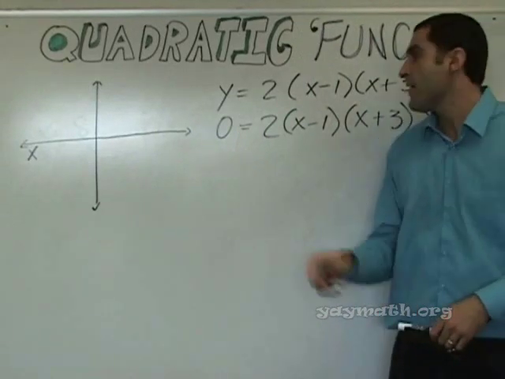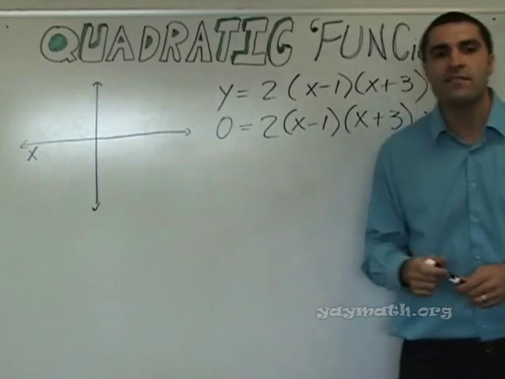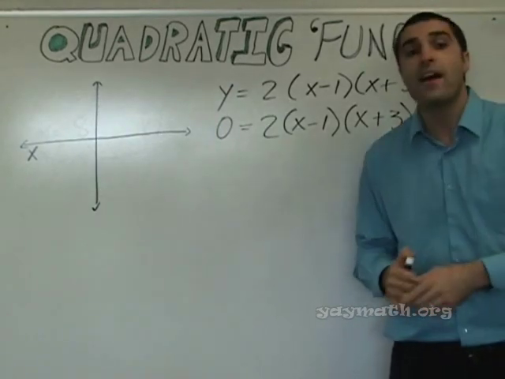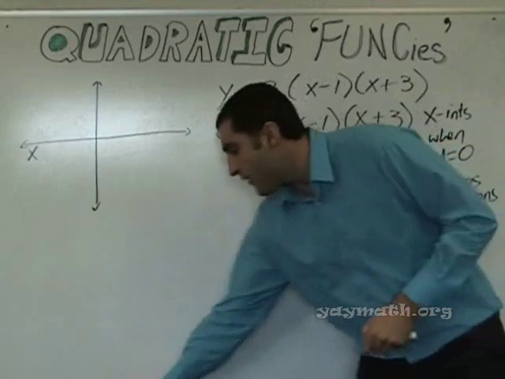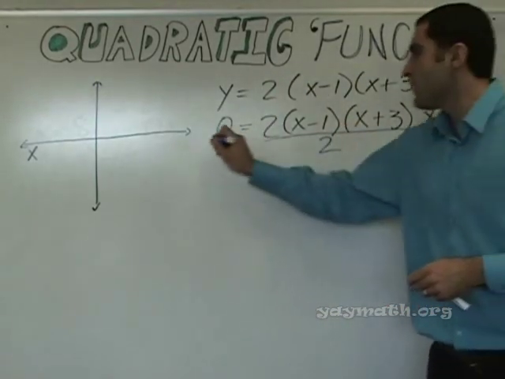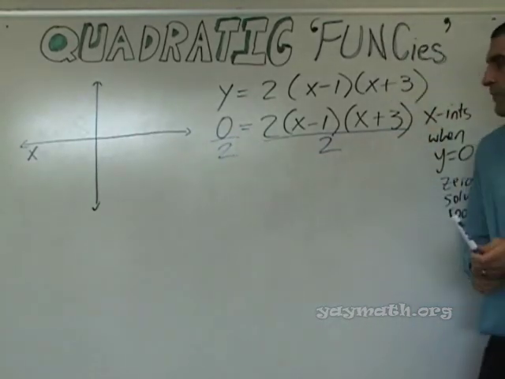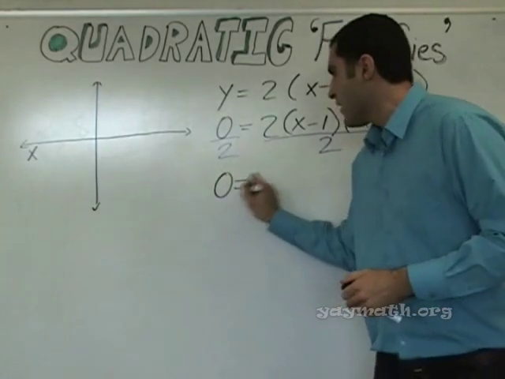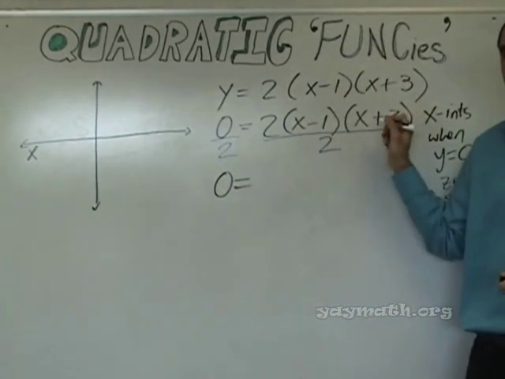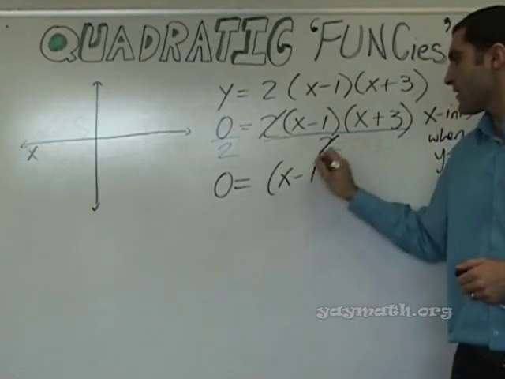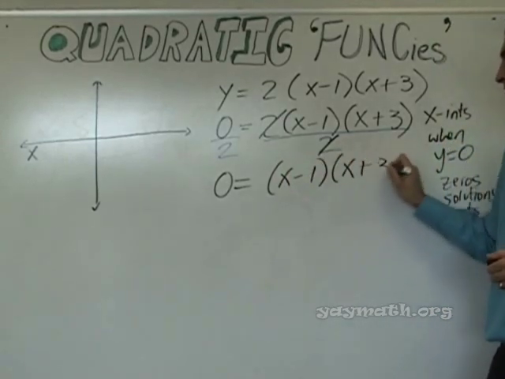So let's go ahead and do that. How can we solve this algebraically? Simplify our life first by dividing by 2. Yes, dividing by 2 is a good example of how to simplify. So I'm going to divide both sides by 2. In effect, what happened on the left? Nothing. So I'm going to write 0 again. What changed on the right side? The 2's canceled indeed, leaving (x minus 1)(x plus 3).